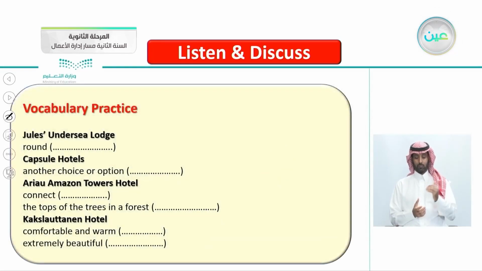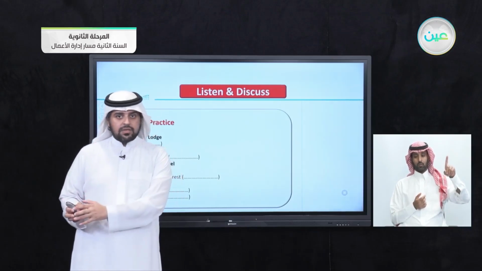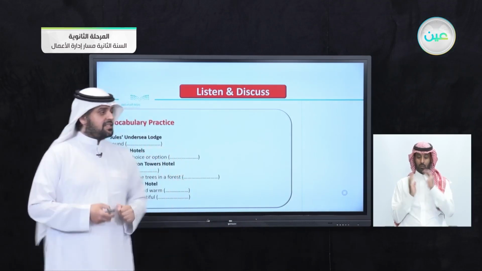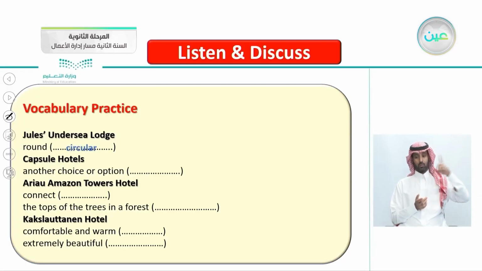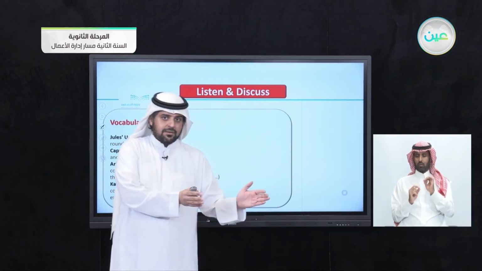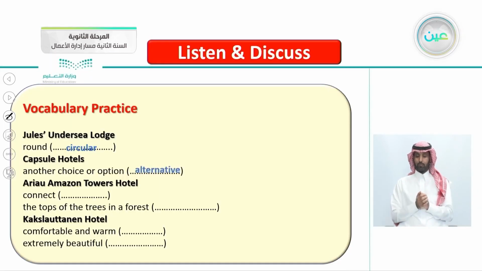So let's practice some vocabulary from the first article, Jules Undersea Lodge. What's the synonym for the word round? If you go back to the first article, give me a word that gives the exact meaning as the word round. Yes, that's correct. The word circular, from the window, circular. In the second article, the capsule hotels, another choice or option. Give me a word that means another choice or another option. Yes, that's correct. It's the word alternative.